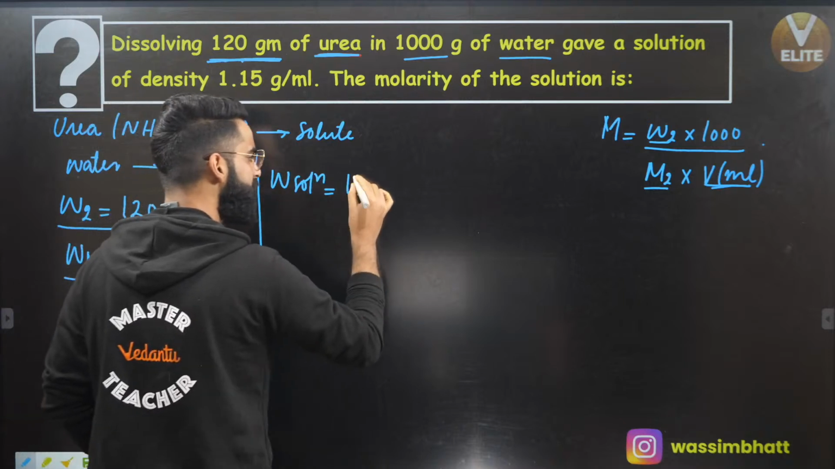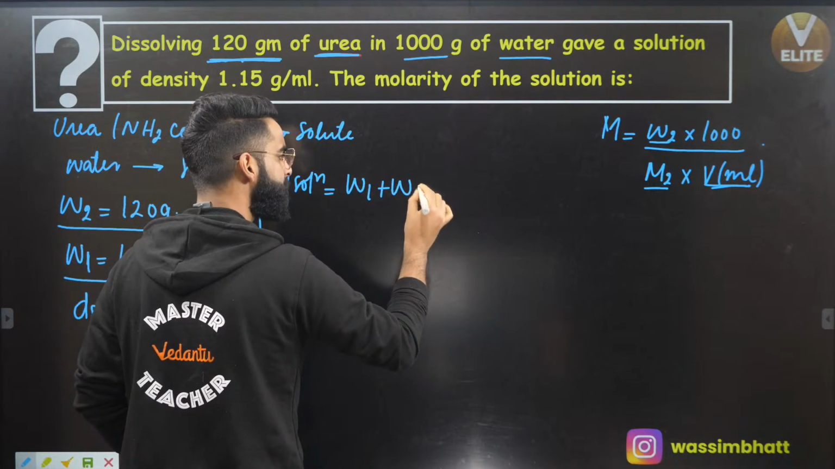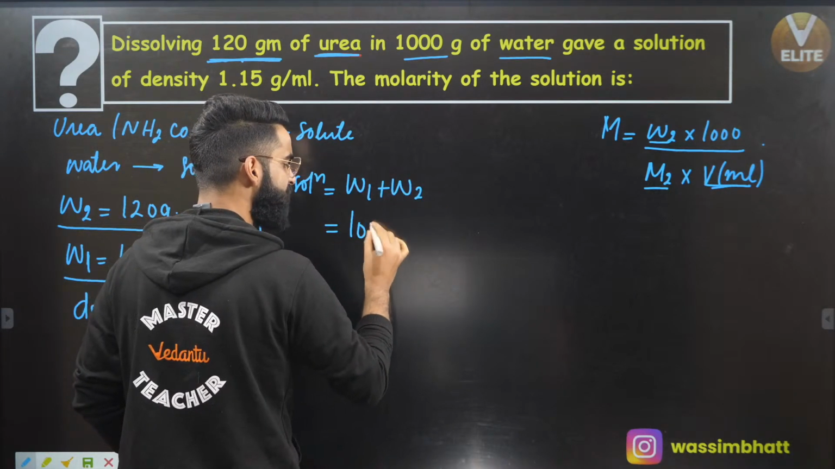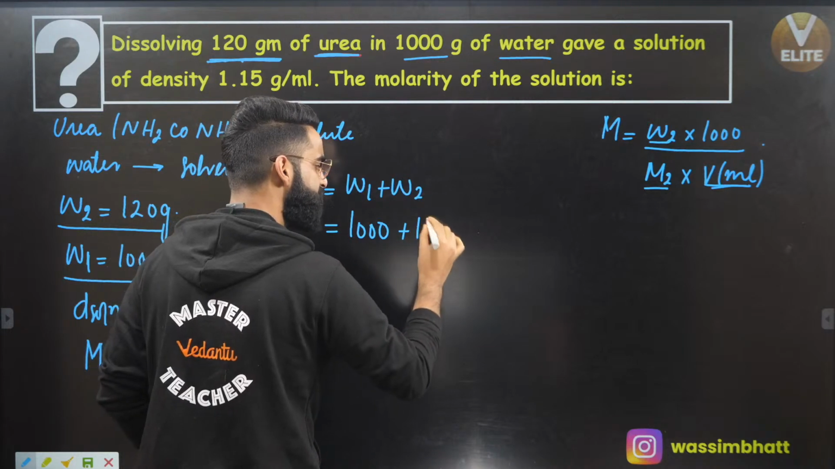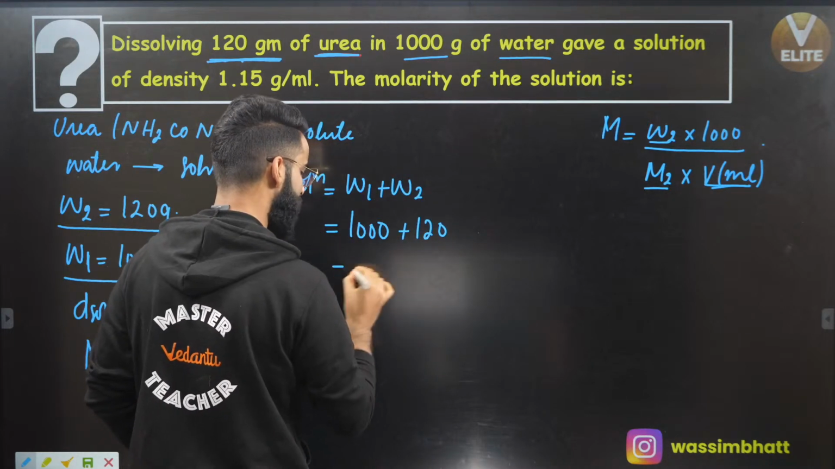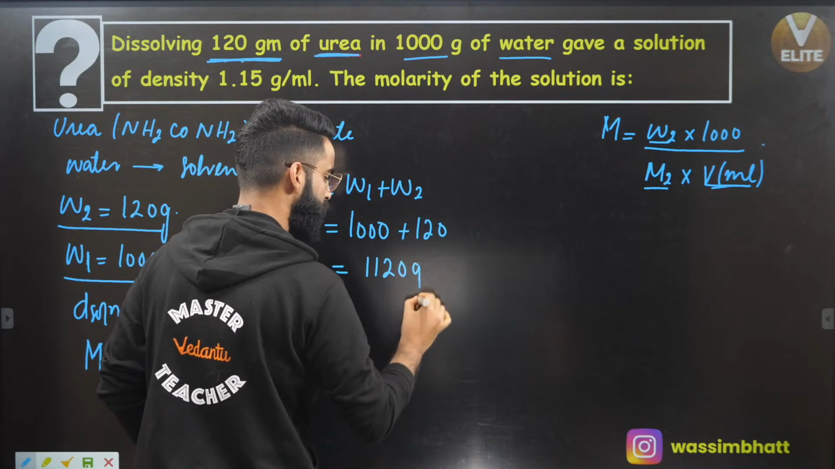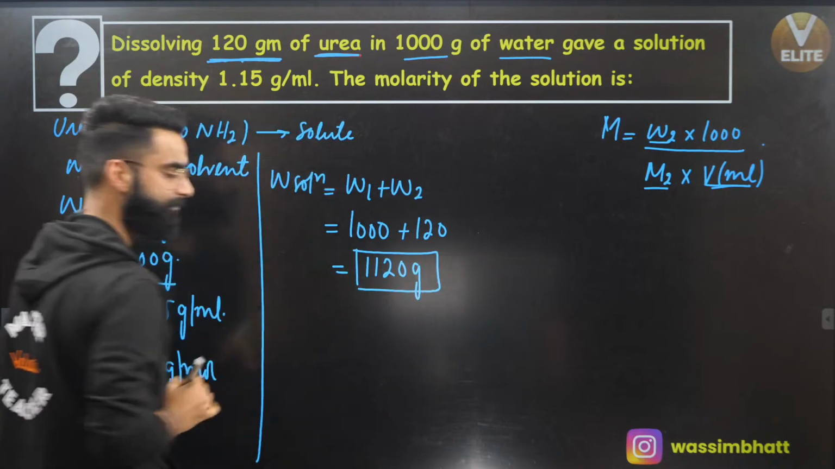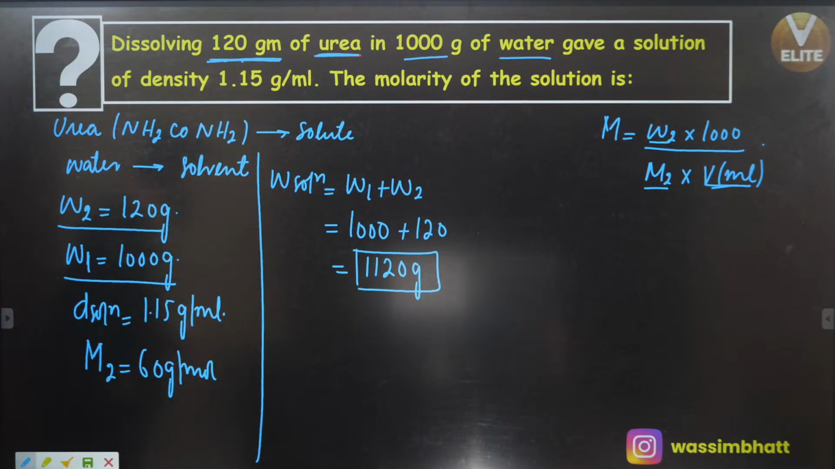Mass of solution is mass of solvent plus mass of solute. Mass of solvent is given as 1000 grams, and mass of solute is given as 120 grams. So I get 1120 grams. This is basically the mass of solution.